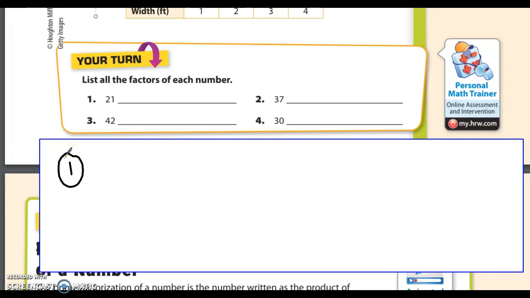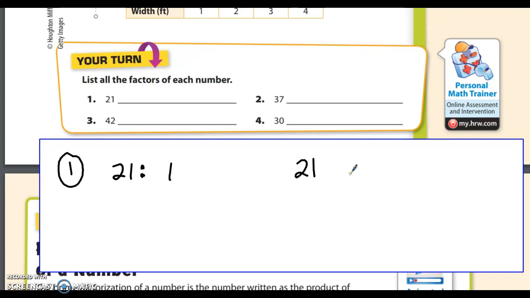Number 1, list all the factors of each number. Number 1 is 21. What are all the factors of 21? Well, the first factor of every number is 1, and the last factor of every number is itself. 1 times 21 is 21. Now, very commonly, the second factor is 2, but not in this case because 21 is an odd number, and 2 is not a factor of odd numbers.